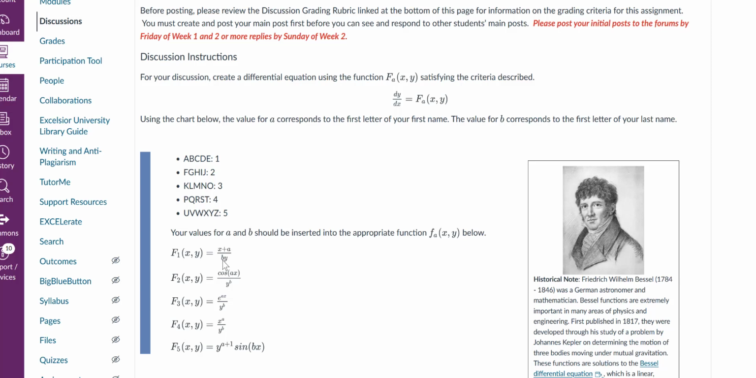Now to figure out what my b value is, the directions say to use the first letter of my last name. My last name is Bliss, so that's going to also put me up here with a b value of 1. So that wasn't very exciting, but it is what it is. So my function is going to look like x plus 1 over 1y. All right, so we need to go over to Desmos and create a plot. Then I'll solve the differential equation, and then we'll go back to Desmos.